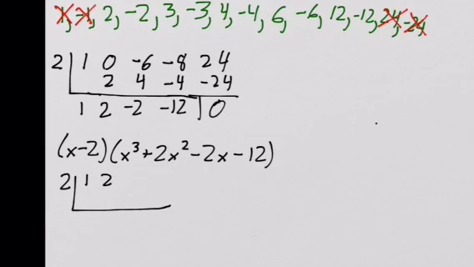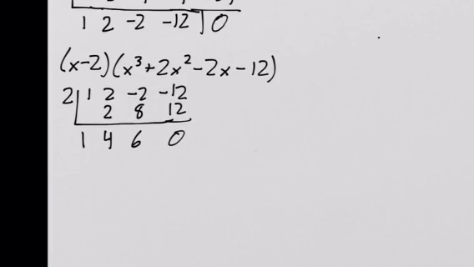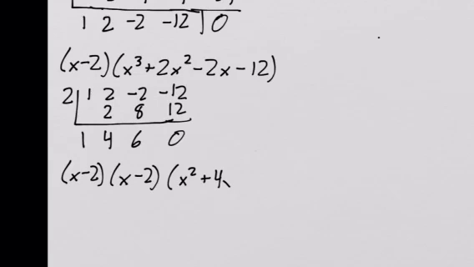So 1, 2, negative 2, negative 12. Bring down the 1, multiply by 2, and add. Multiply by 2, and add. And then multiply by 2, and add. So I get 0 again. So I now have the x minus 2 that I had before. Now I have another x minus 2. And then for the remaining portion, I have x squared plus 4x plus 6.